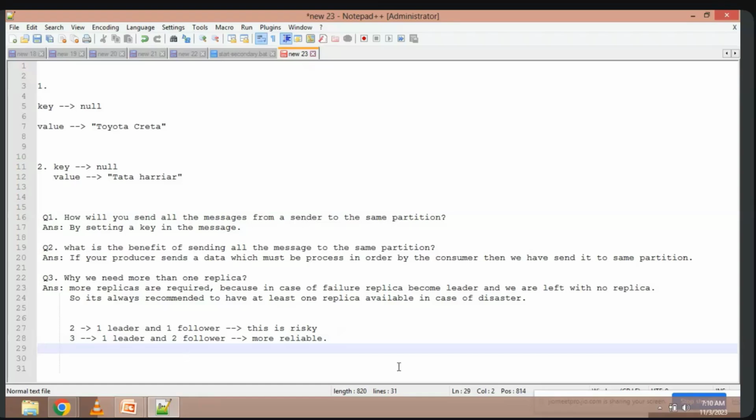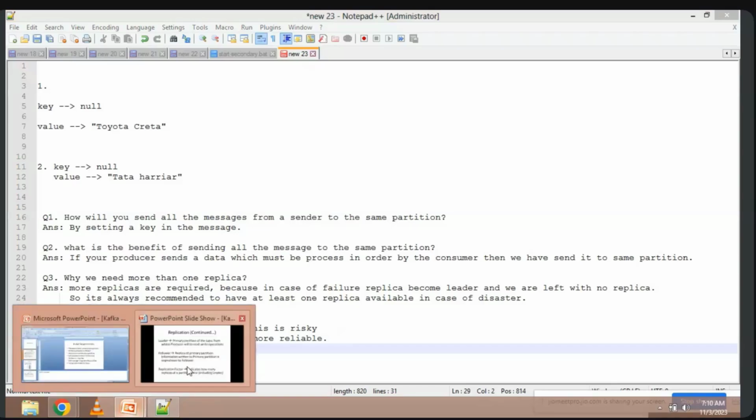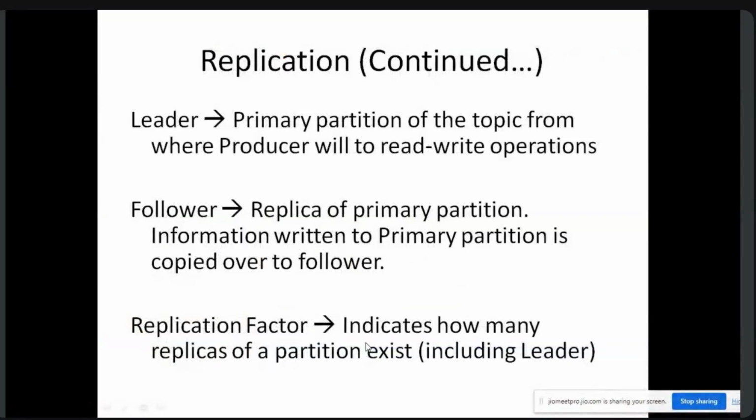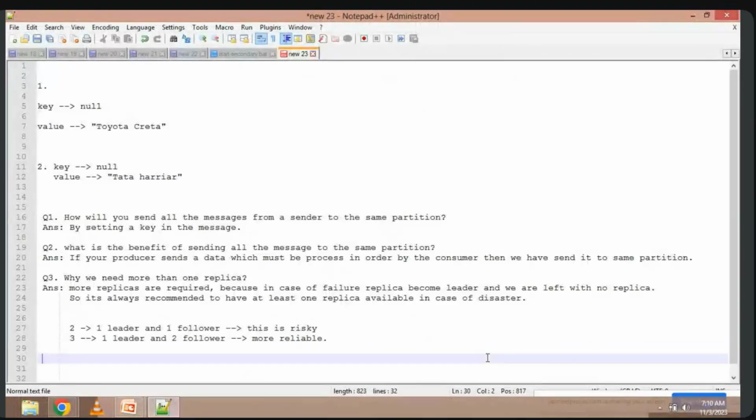Okay, let's go ahead. So replication factor is clear to you? What is replication factor? Fault tolerance: we make sure that we have more than one follower, so that if any system crashes, the first one becomes the leader and another becomes the backup.